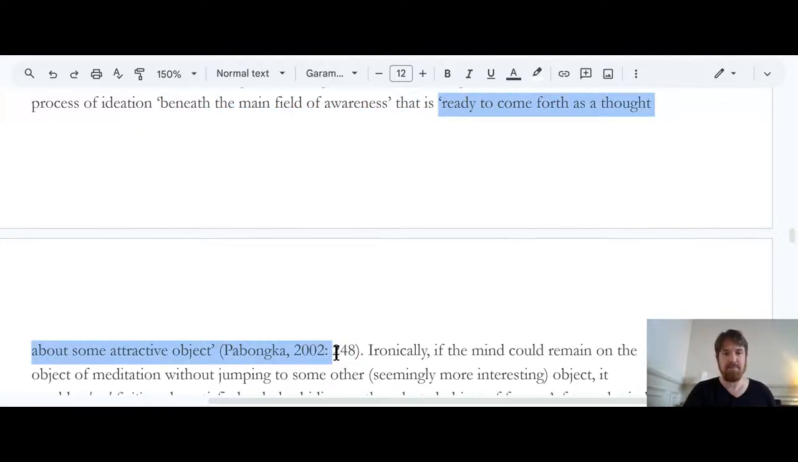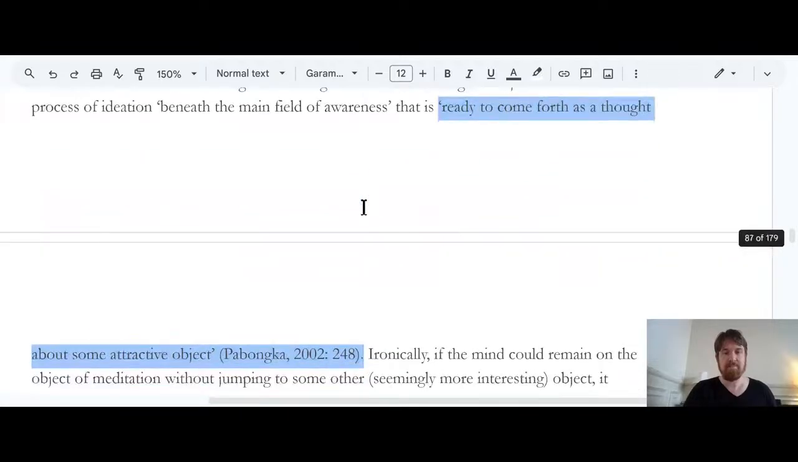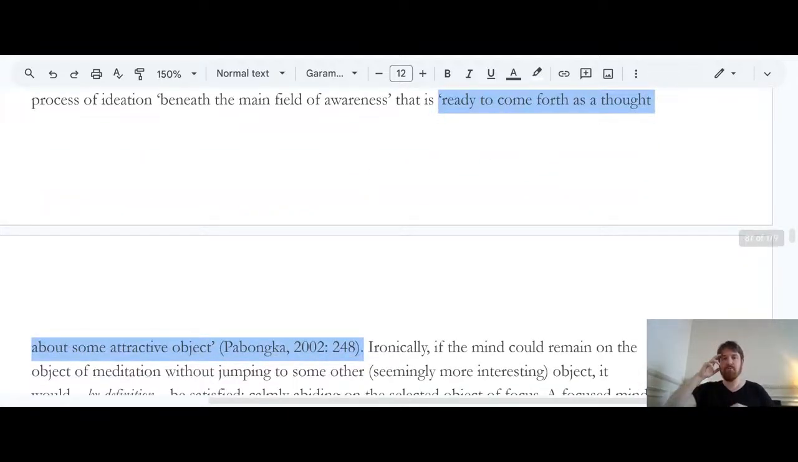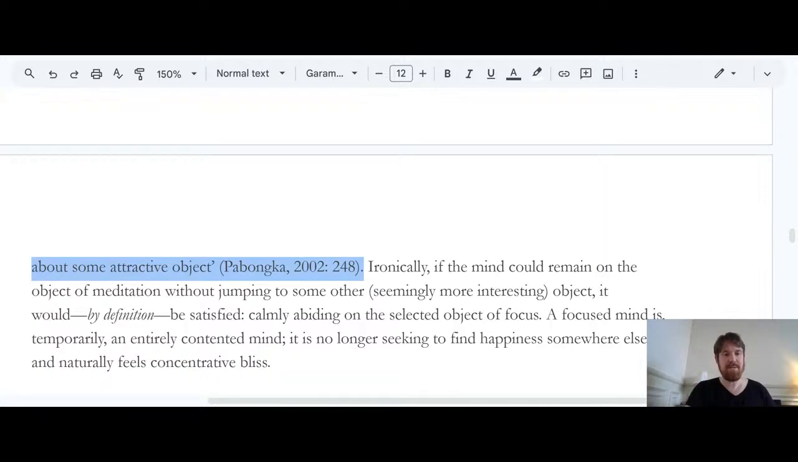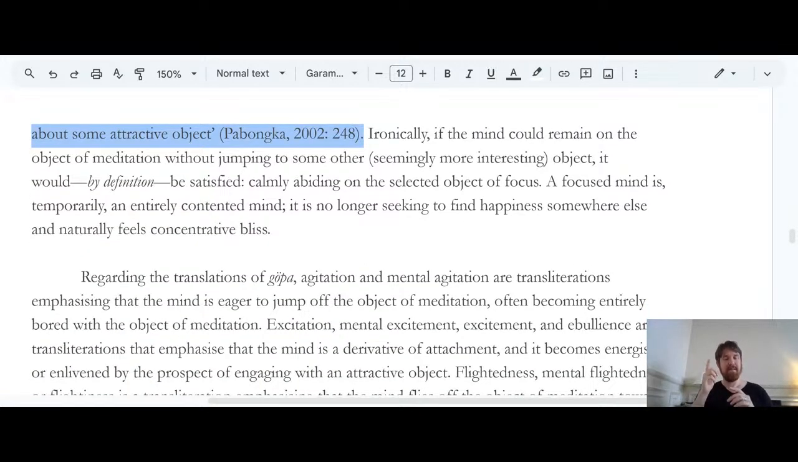Pabongka Rinpoche is another really important Lama in the modern Gelug tradition. He says it's ready to jump forth as a thought about some attractive object, right? So remember, this is a derivative of attachment. It's jumping off the object because it's trying to run after an object that it finds attractive. Your main field of awareness is focused on this little patch of skin here, which has now become quite large in your experience and is taking up your whole experience. But in the background of that, part of your mind is like water under the ice of a river, gurgling and preparing to jump off the object, right?